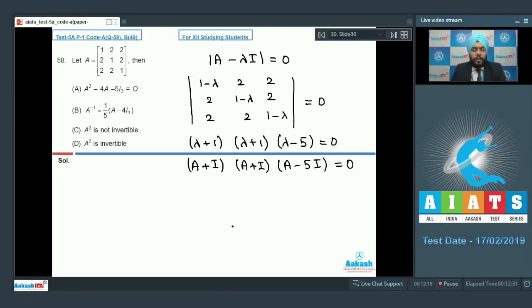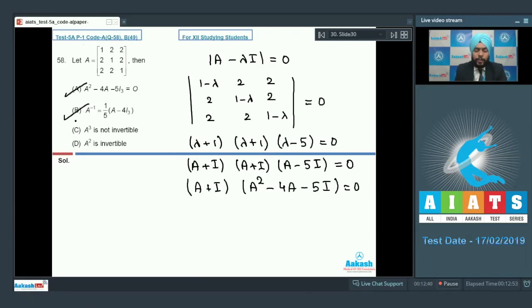So students, what do we have here? We have a quadratic equation involving A, and we can easily see that if I keep away the first factor, I can easily obtain the second equation. Obviously, A is clearly not equal to minus I. That is very clear. So A plus I is equal to 0, where I3 means identity matrix of order 3. So clearly option A is correct.